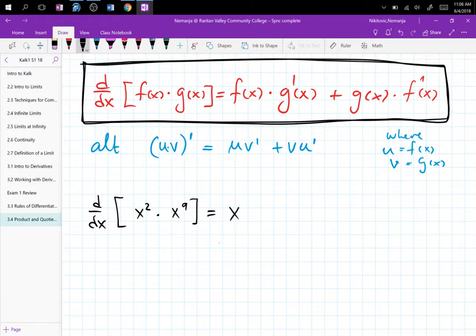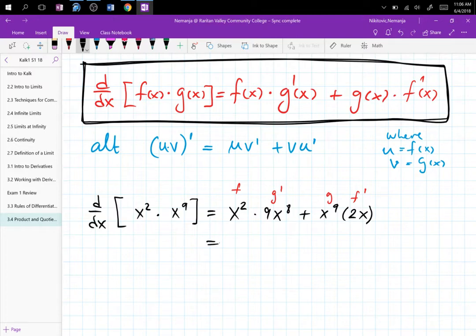Copy the first, derivative of the second, plus copy the second times derivative of the first. So what do I have here? I have my f g prime, g f prime. That's exactly what I have up there: f g prime plus g f prime.